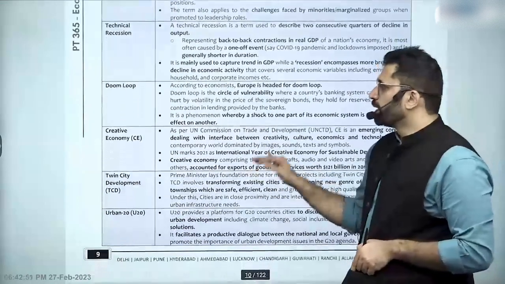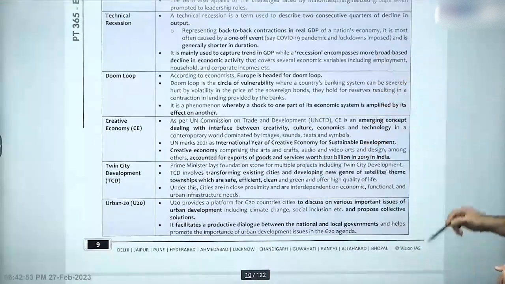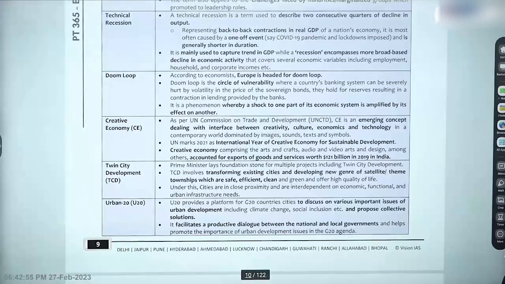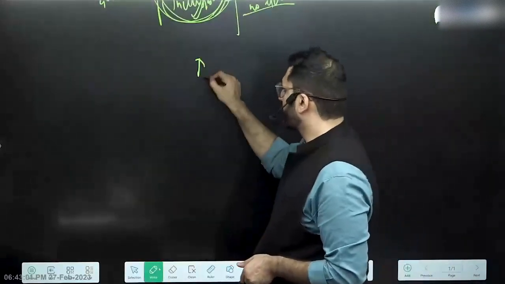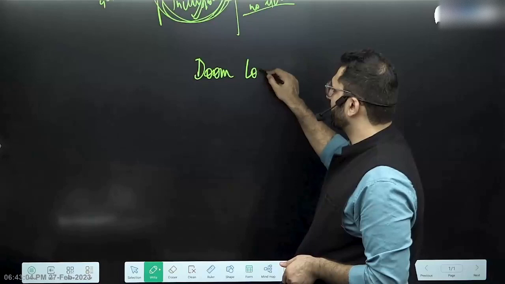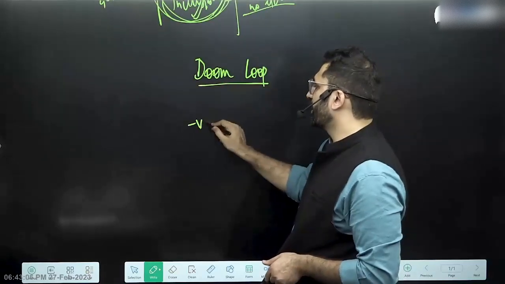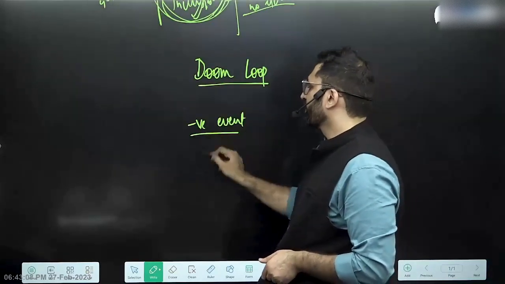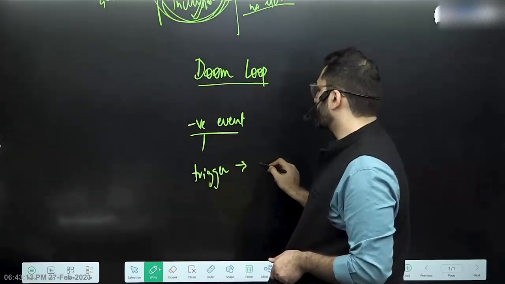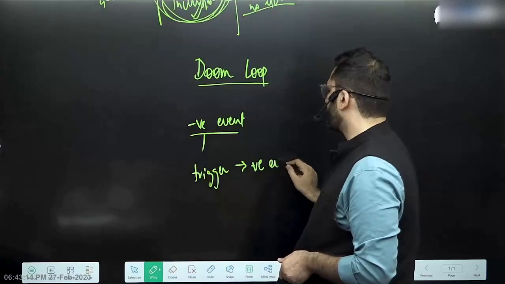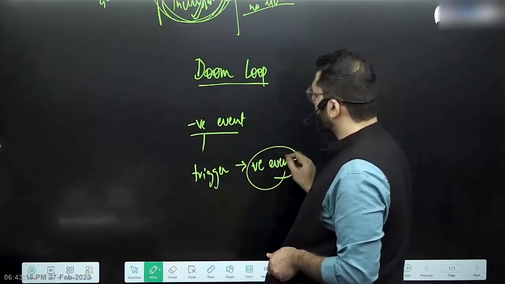Doom loop. What is doom loop? It's explained in the terms of banking. This is a vicious cycle, that you have one negative event, this will trigger another activity which will lead to a further negative event which will again bolster this.